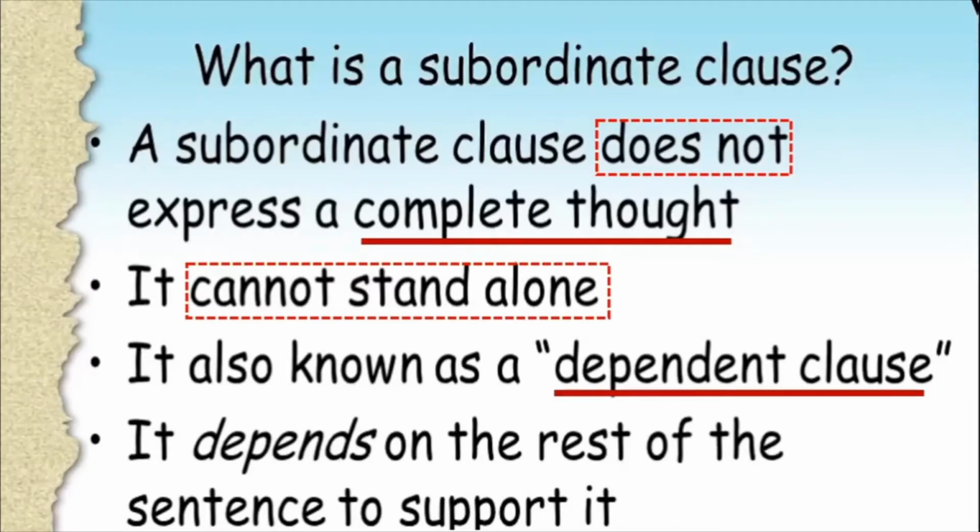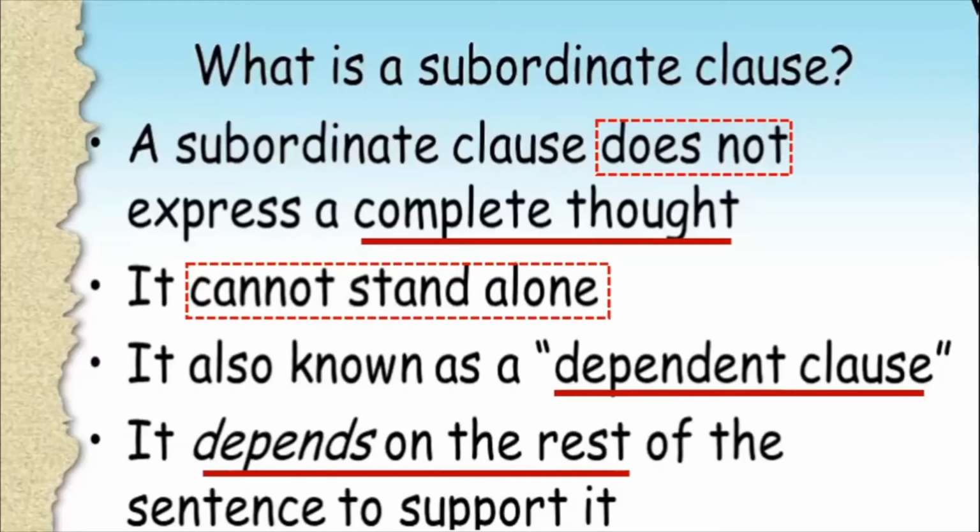Okay, so the subordinate clauses are also called dependent clauses, and it depends on the rest of the sentence to support it. Why is it called a dependent clause? Because it depends on the rest of the sentence to support it. Okay, so this is the meaning, and you can say the definition and all the points concerned with the subordinate clauses.